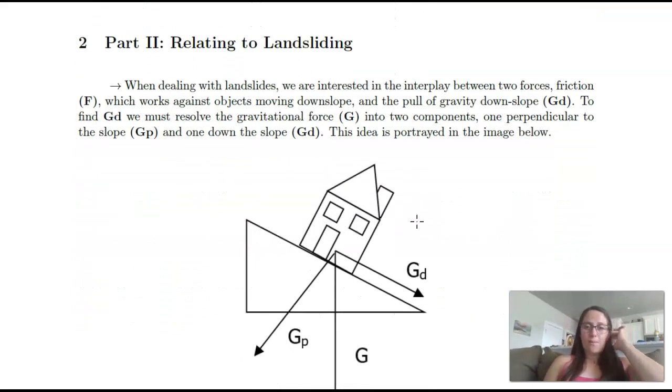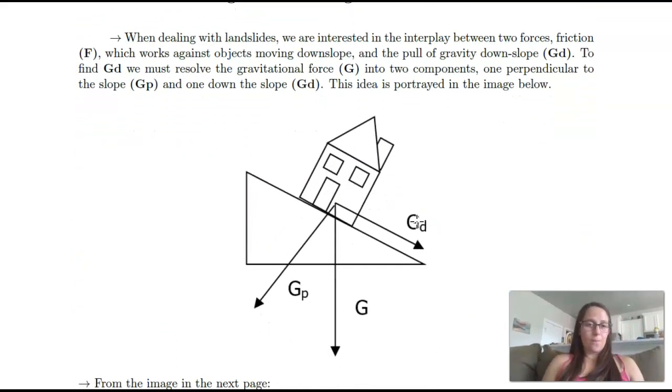Alright, second part. This one I will take you through in a little more detail. So, when dealing with landslides, we are interested in the interplay between 2 forces. Those forces being friction, which works against objects moving downslope, and the pull of gravity downslope, otherwise called GD. So basically, from this picture, GD pulls the house that way. So G stands for gravity and D for downslope. And then the friction force, which works against those objects moving downslope, works opposite. So friction, you can imagine as an arrow pointing upwards here on the slope.